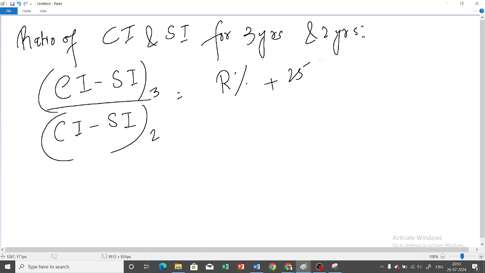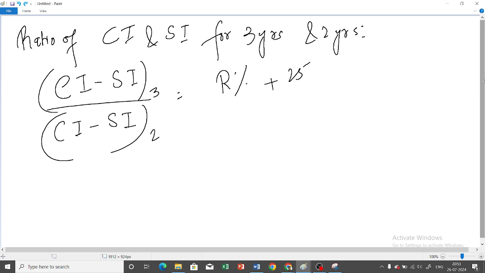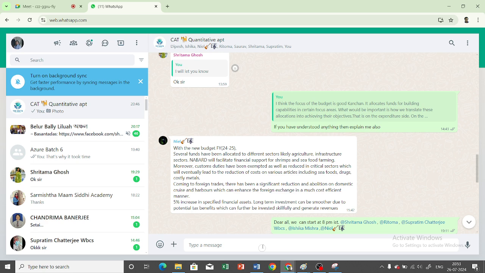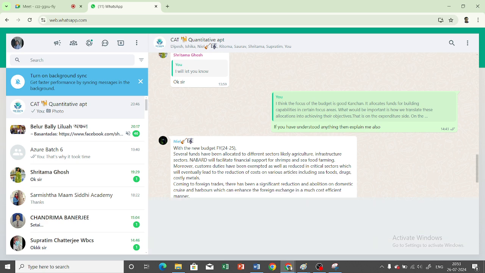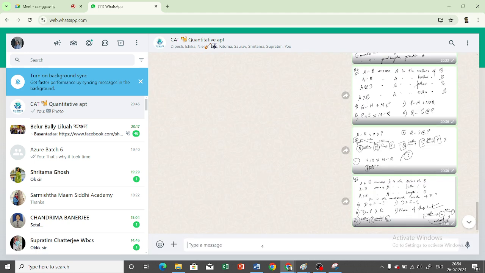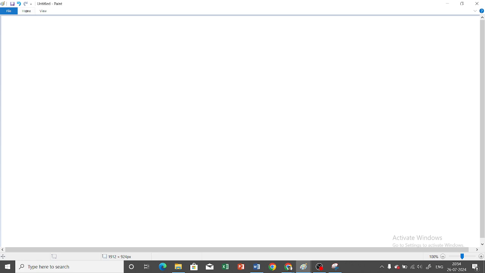Remember this. So you already know about simple interest. Please copy it quickly. Now you are already aware about CI and SI, right? So simple interest and compound interest you already know.